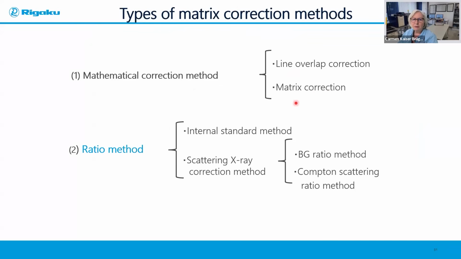But today we will focus on what we call a ratioing method, which means we use an internal standard method, or we can even use the scattering X-ray correction method. And in this case, I will show you the combination of the Compton scattering together with the theoretical alphas. So these two combinations can help us in the mining applications.